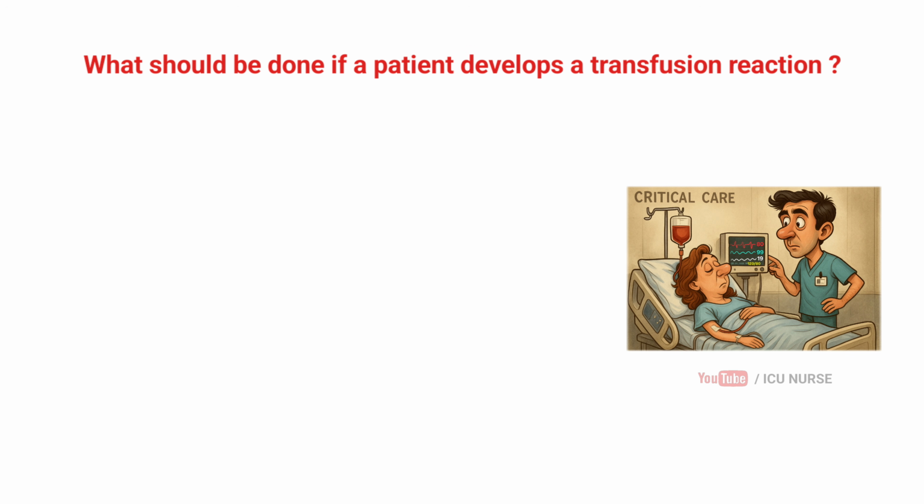What should be done if a patient develops a transfusion reaction? Immediately stop the blood transfusion. Maintain IV line with normal saline using new tubing. Inform the physician immediately. Monitor vital signs and symptoms. Send blood bag and tubing to lab for investigation.